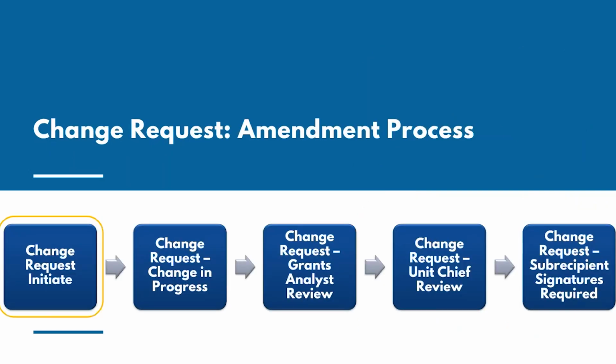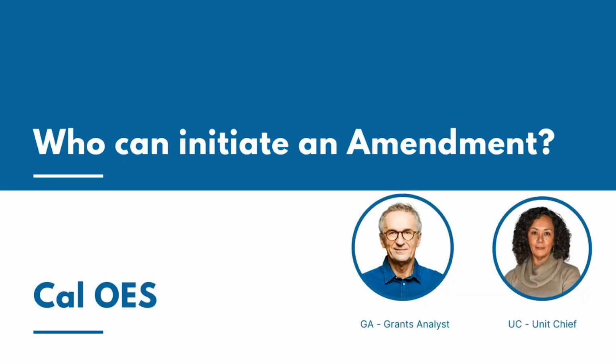So here is a little diagram. This delineates the 5 steps to the change request amendment process that will involve Cal OES Victim Services Branch and the subrecipient. And the first step we will be covering now is who can initiate the amendment.